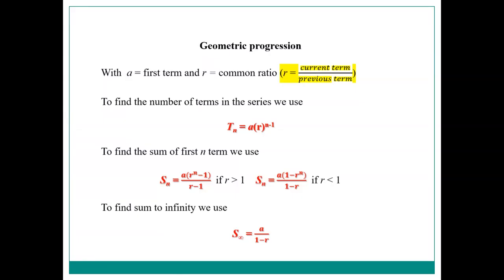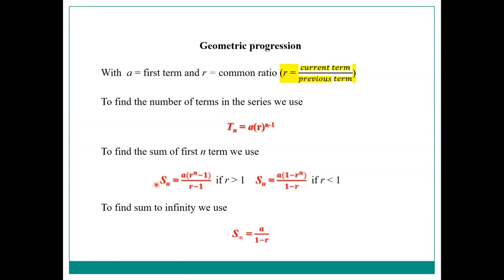For geometric progression, we have common ratio. Instead of common difference, we have common ratio this time. So how to find common ratio? Common ratio is the current term divided by the previous term. And we have a different formula for Tn.